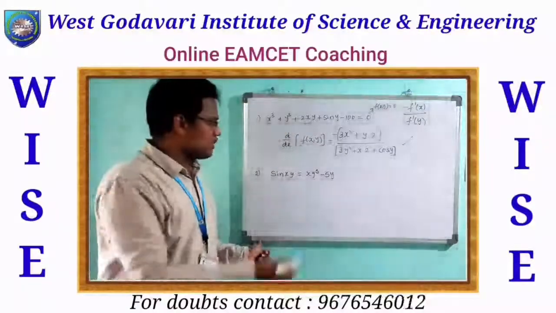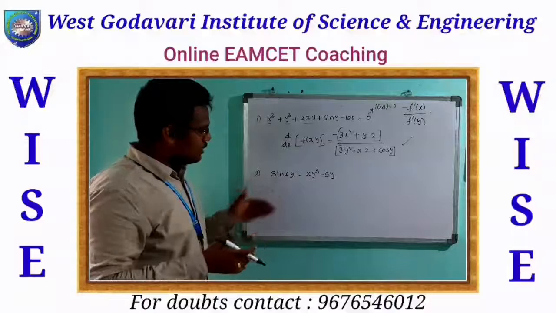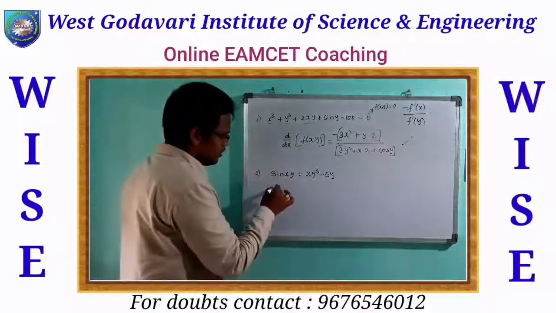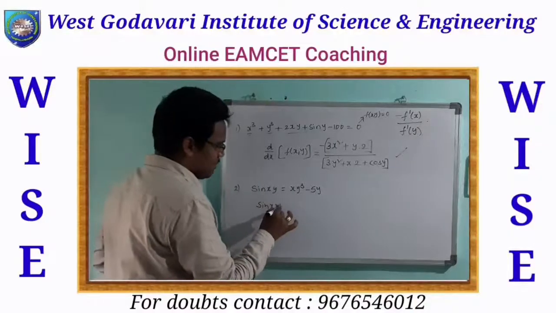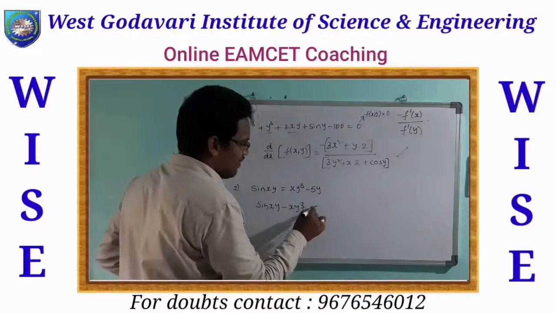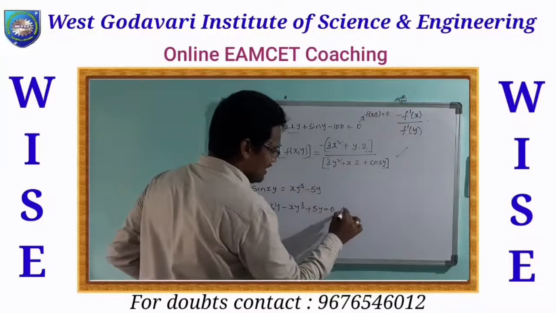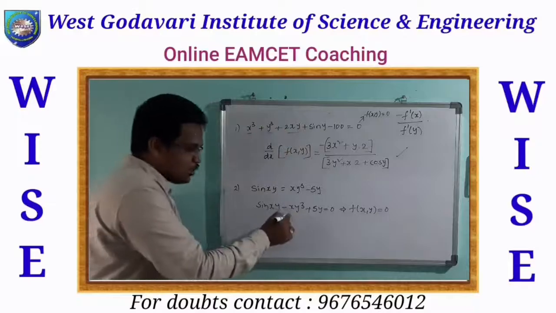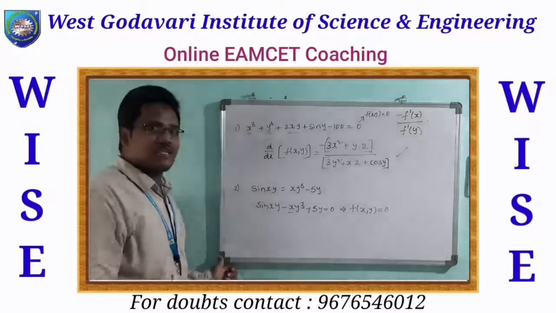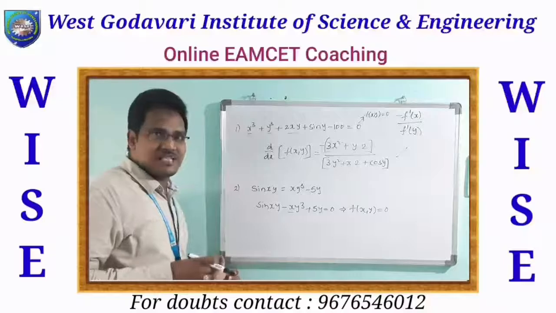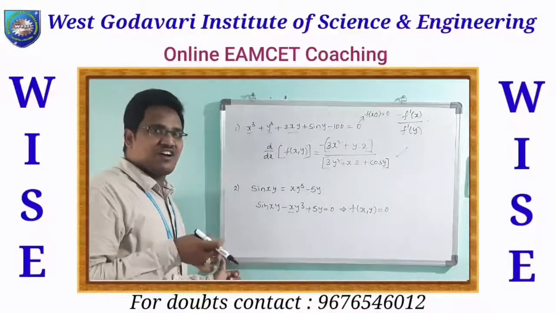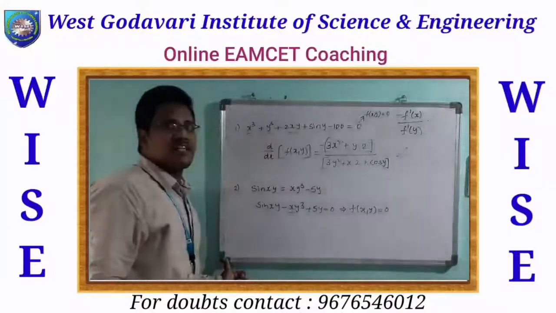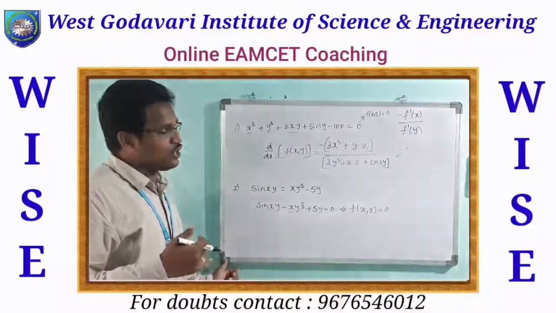So coming to the next question. Before doing this problem, we have to take the RHS into the LHS. So sin xy minus xy cube plus 5y is equal to 0. This implies f of x comma y is equal to 0. Here also x and y are product terms, that is inseparable, simply an implicit function. Whenever we differentiate an implicit function, by using this technique we get the answer minus f dash of x by f dash of y.